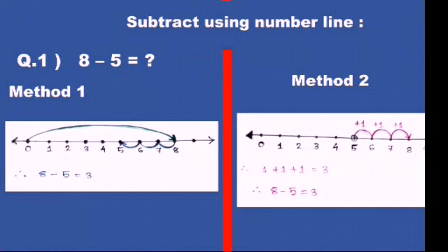How many steps are there? 1, 2 and 3. I have marked the steps by plus 1. Since the gap between two numbers is 1, it is 1 plus 1 plus 1. 3 steps I have to move to go to 8. So now we have to add these ones. How many ones are there? 1 plus 1 plus 1 equals 3. So this is the answer.